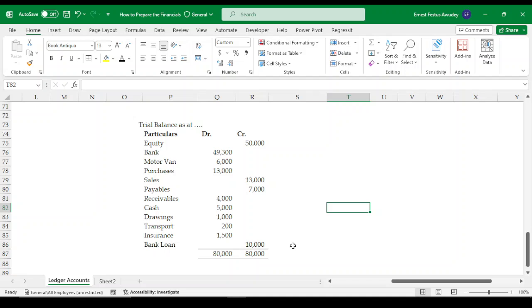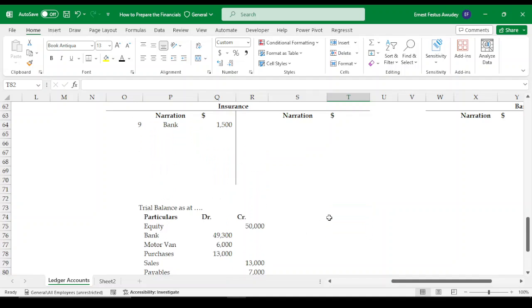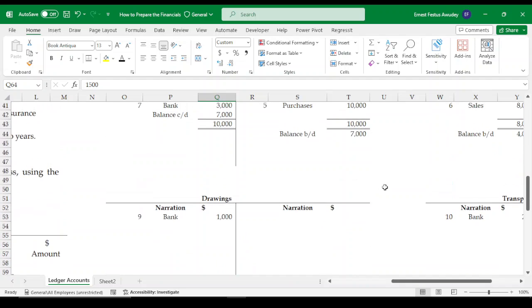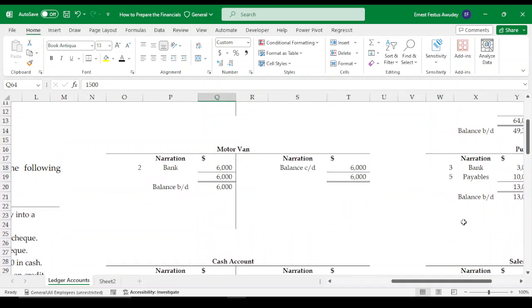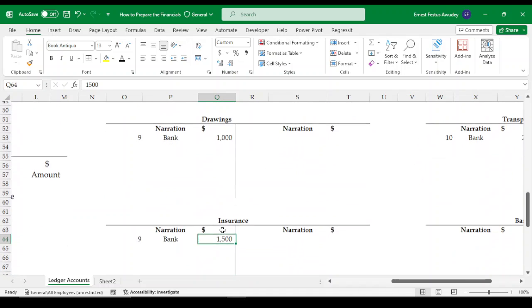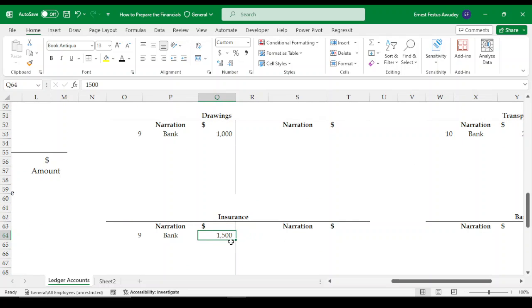Okay, so those basic errors are revealed by the trial balance, but there are some errors that are not revealed by the trial balance. An example of such error is where you enter a wrong figure. Assuming I make this 1,000, it's going to reflect in the corresponding entry too as 1,000. So what's the corresponding entry? It's going to be the bank account.